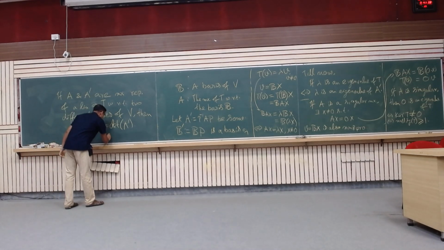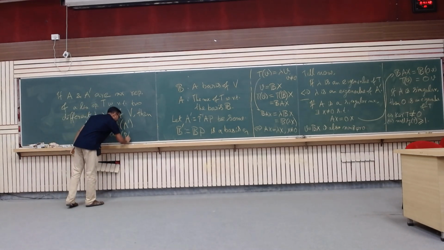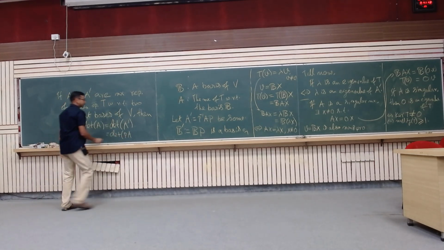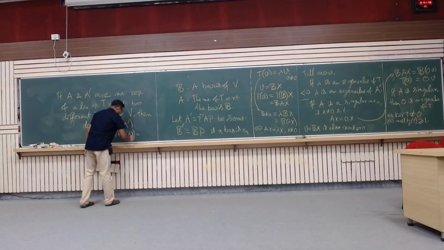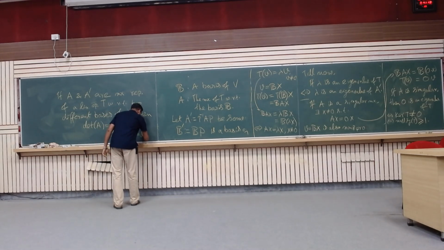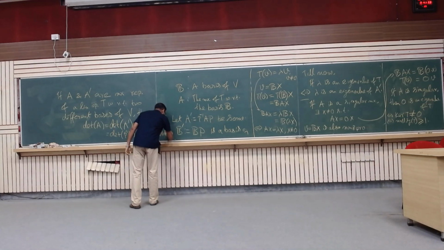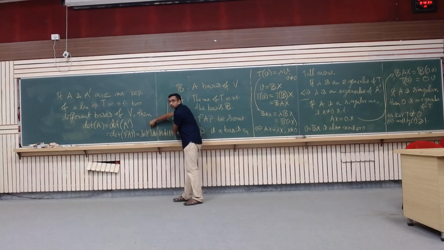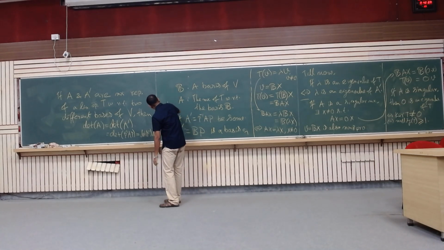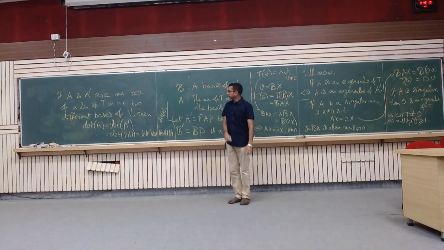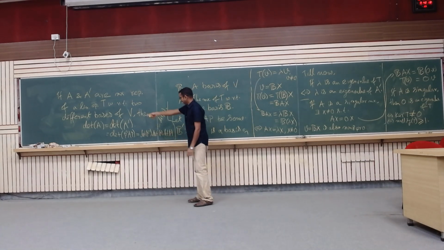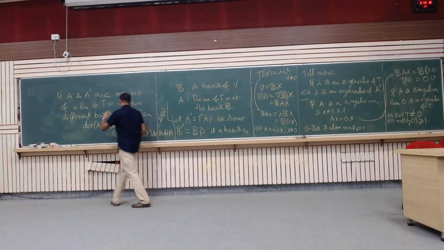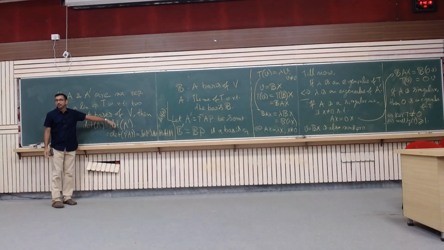Because what is A dash? This is P inverse AP, right? So the determinant of A dash is the determinant of P inverse AP, and that would just become determinant of P inverse, determinant of A, and determinant of P. So this is just a reciprocal of this one, and therefore you are left with determinant of A. Well, this is just a proof of this thing.